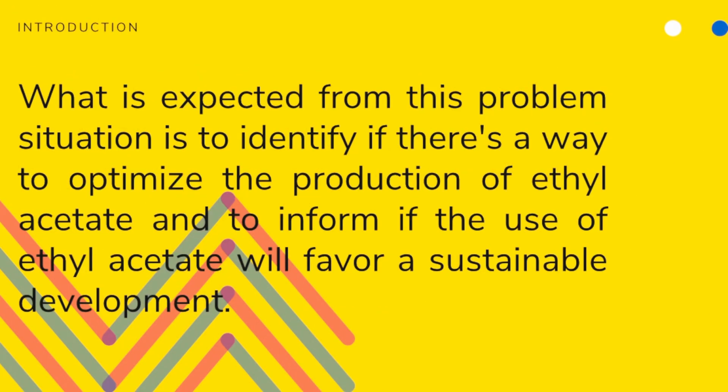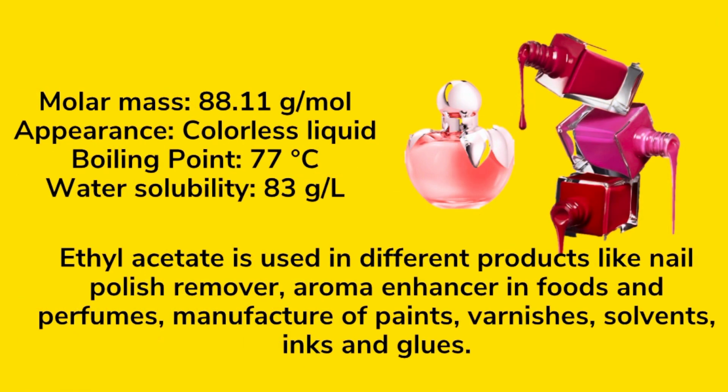What is expected from this problem situation is for us to identify if there's a way to optimize the production of ethyl acetate and to inform if the use of it will favor a sustainable development. Well, here we can see some of the properties of ethyl acetate and how it is used in nail polish remover, aroma enhancers, perfumes, etc.